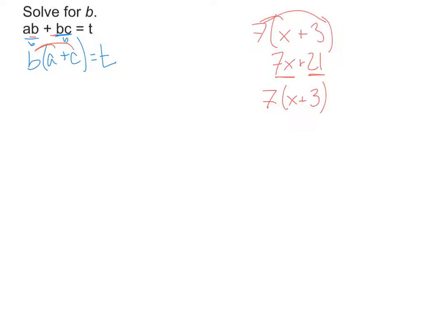But now I only have the one b in the equation, and it makes it much, much easier for me to get it alone. So what we did here, we undid distribution. And so finally, let's get b by itself.